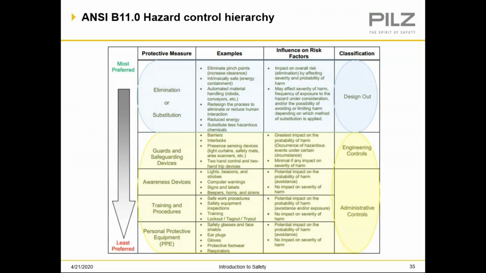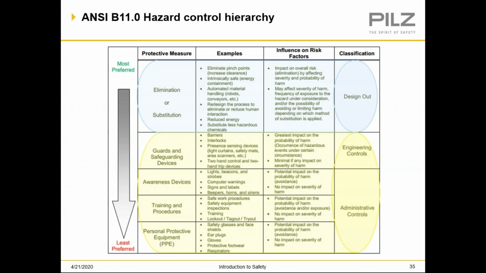The control hierarchy, ANSI B11. This is the preferred way to deal with hazards in an industrial setting. So the most cost-effective method is to do it in the design phase. So this is a service that Pilz, our engineering group, offers. You send us the drawings and we can go through it, and a lot of times eliminate a hazard right on the front end. So you don't have to worry about guarding it or safeguarding it. We can just design it out or reduce the severity of it.